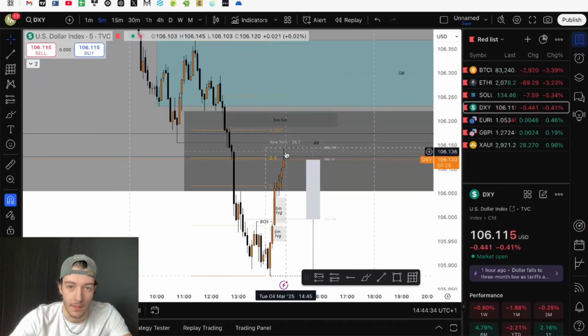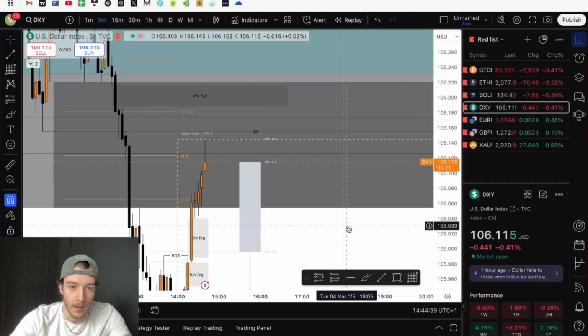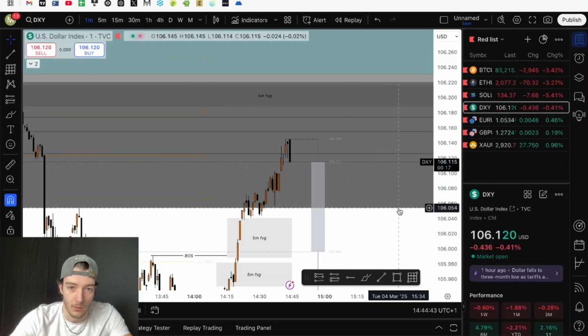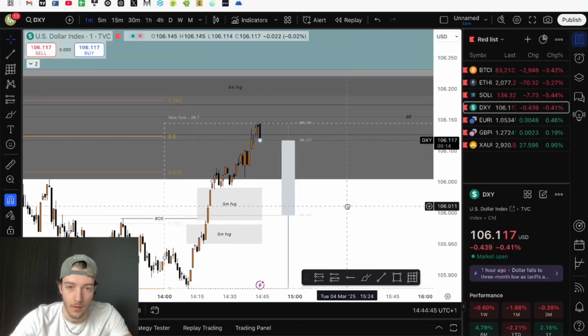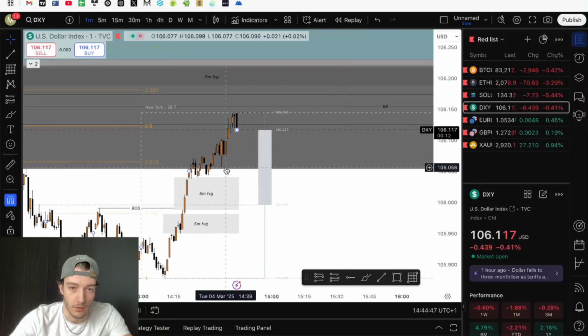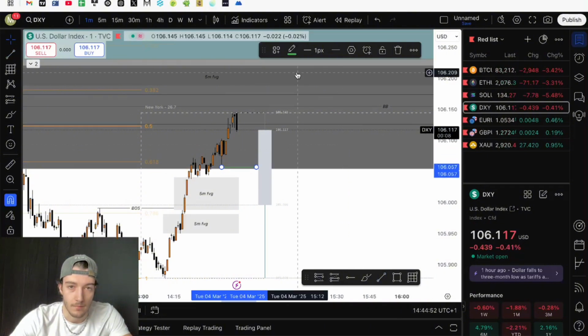If it leaves a long wick 5-minute candle and closes with a bearish body, that could be our first indication that it wants to stop moving higher. But at least a 1-minute break of structure, so a candle close below this low, would be ideal.